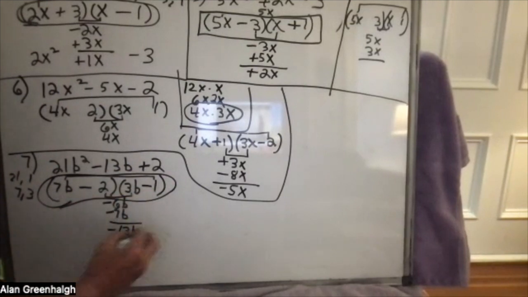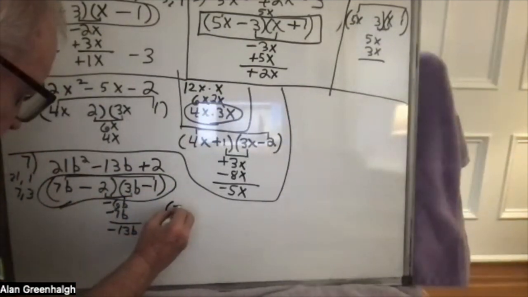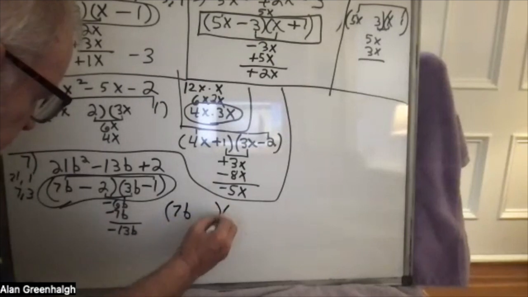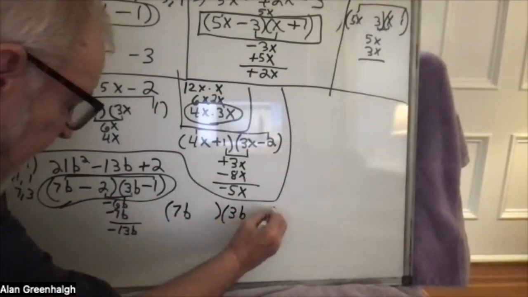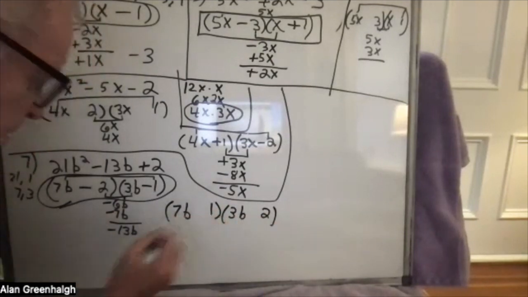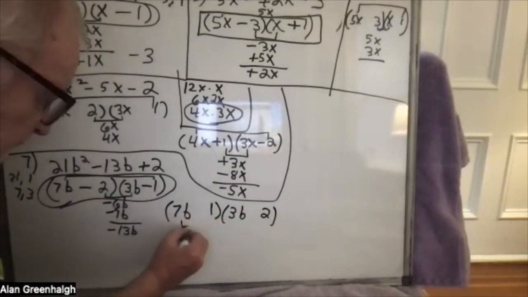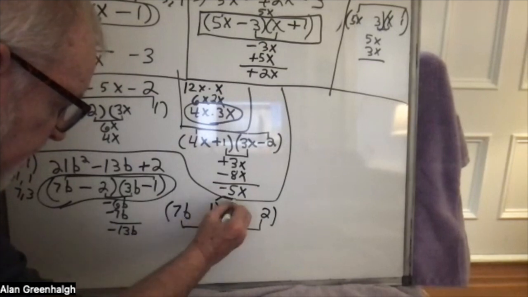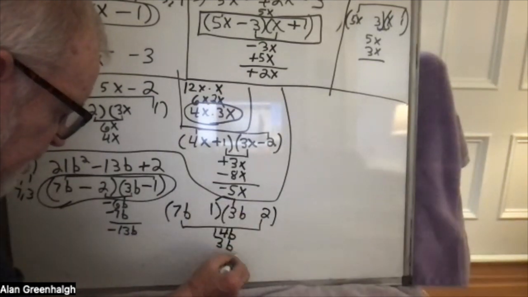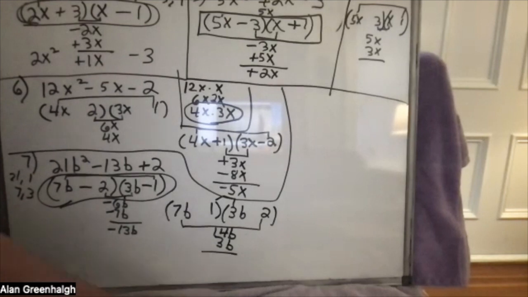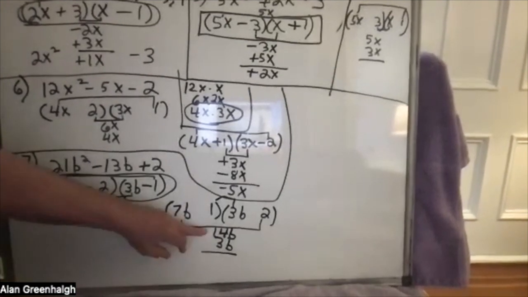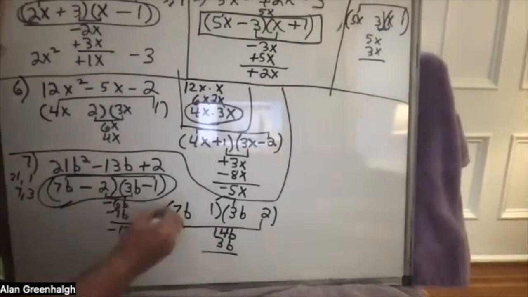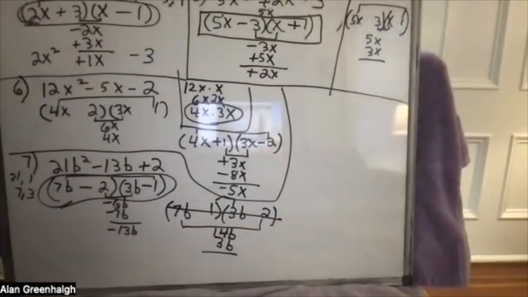If we had done, for example, 7b and 3b and put the 2 here and the 1 there, you see that would have given us 14b. This would have given us 3b. And there's no way we could have gotten a 13 out of a 14 and a 3. So that wouldn't have worked. But I just happened to get lucky, and this worked out very, very well.